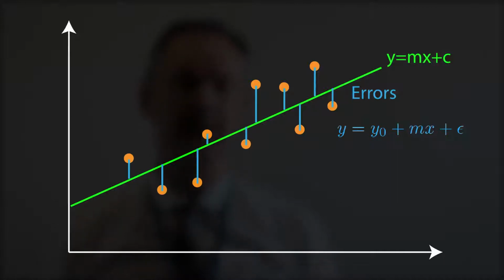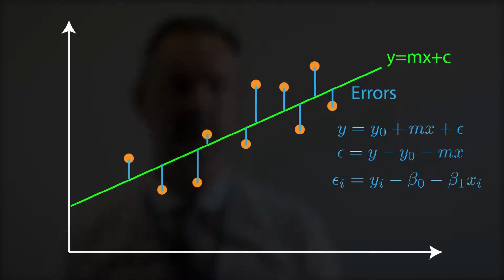Now through simple algebra, we can create the function for the error. This equation shows the function for every error, and to stick to statistical notation, we replace the y-intercept with beta sub 0 and the slope with beta sub 1. Now since some errors are positive and some are negative, we simply square each of them, which makes them positive. Now the sum of all the squared errors is written like this.